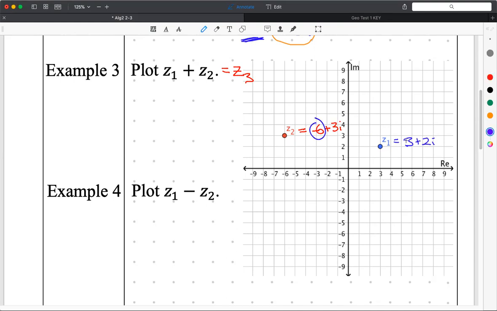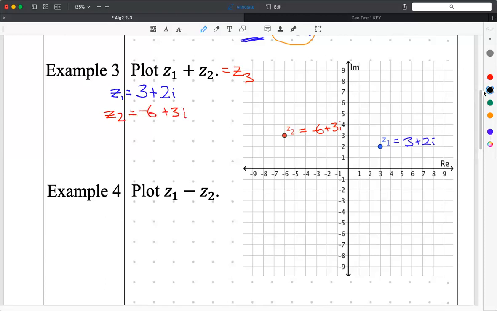So I'm adding the -6 with the 3, and that will be my new real component of Z3. And then I'm going to add 3i and 2i. That's going to be my imaginary component of Z3. And if I'm writing this all out explicitly, you don't have to write them out like this, but I'm going to do it so that you guys can see. Z1 is 3 plus 2i. I got some weird lag here. And then Z2 was -6 plus 3i.